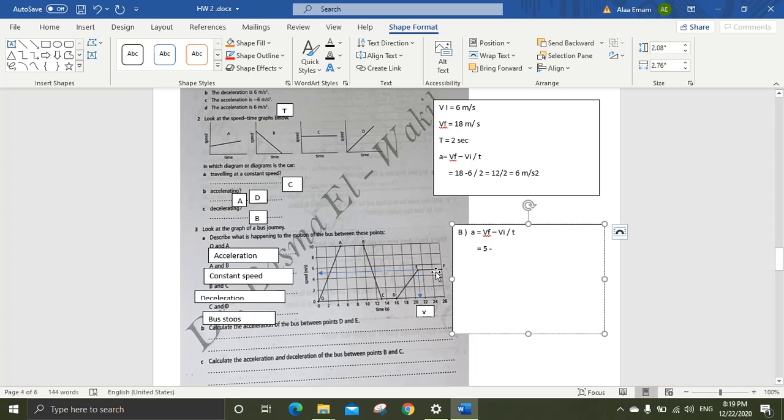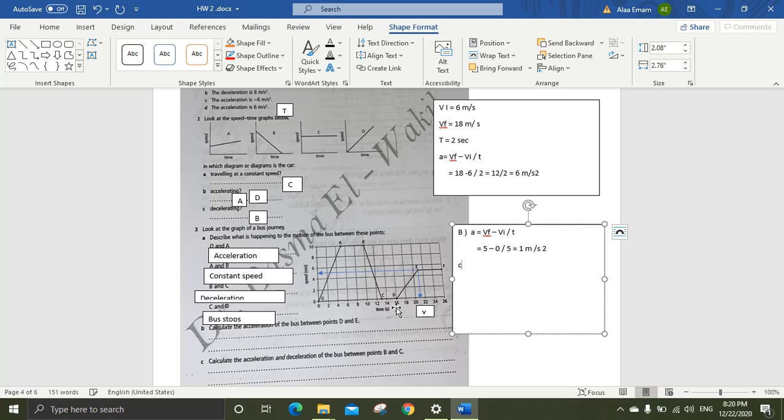So 5 minus V initial, the initial speed that the bus started with, which is actually at D. Now the bus was already not moving at this specific point, so the speed was actually 0, right? Divided by time. Now the time interval between the points D and E from 16 to the point 21. So by simple subtraction, 21 minus 16, you get 5. So 5 minus 0 divided by 5 is 1 meters per second square. Excuse me, because I don't want to waste the time putting the square on top.